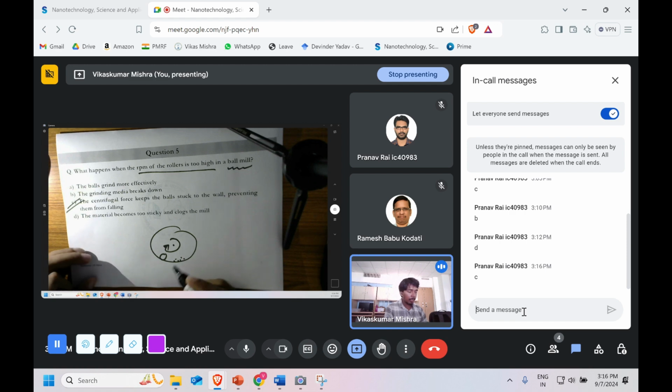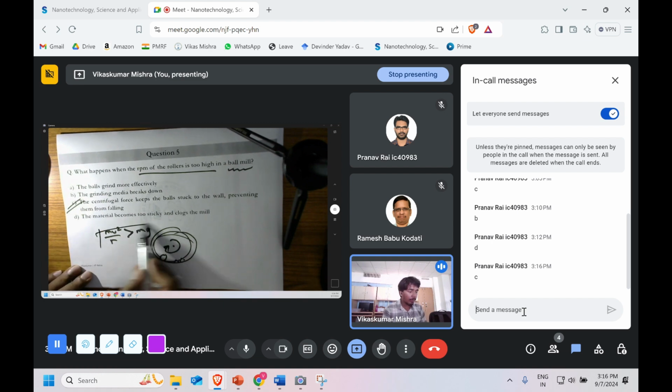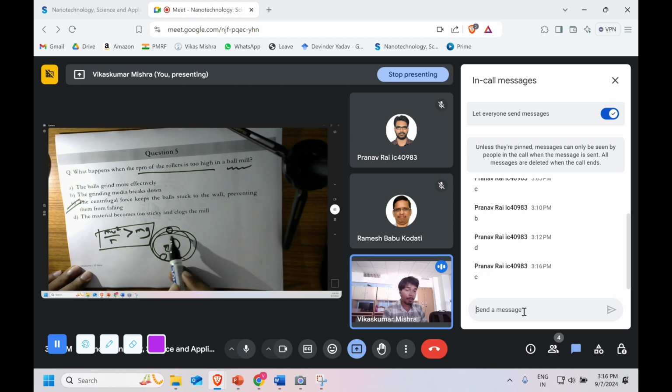In that, what happened is that the car keeps on rotating on the wall. In the same manner, if we increase the speed to a very large extent, due to this, mv square by r will dominate over mg, and it won't let our ball or our particle strike down. Instead, it will just keep on rotating over here, and that's why option C is the right answer.